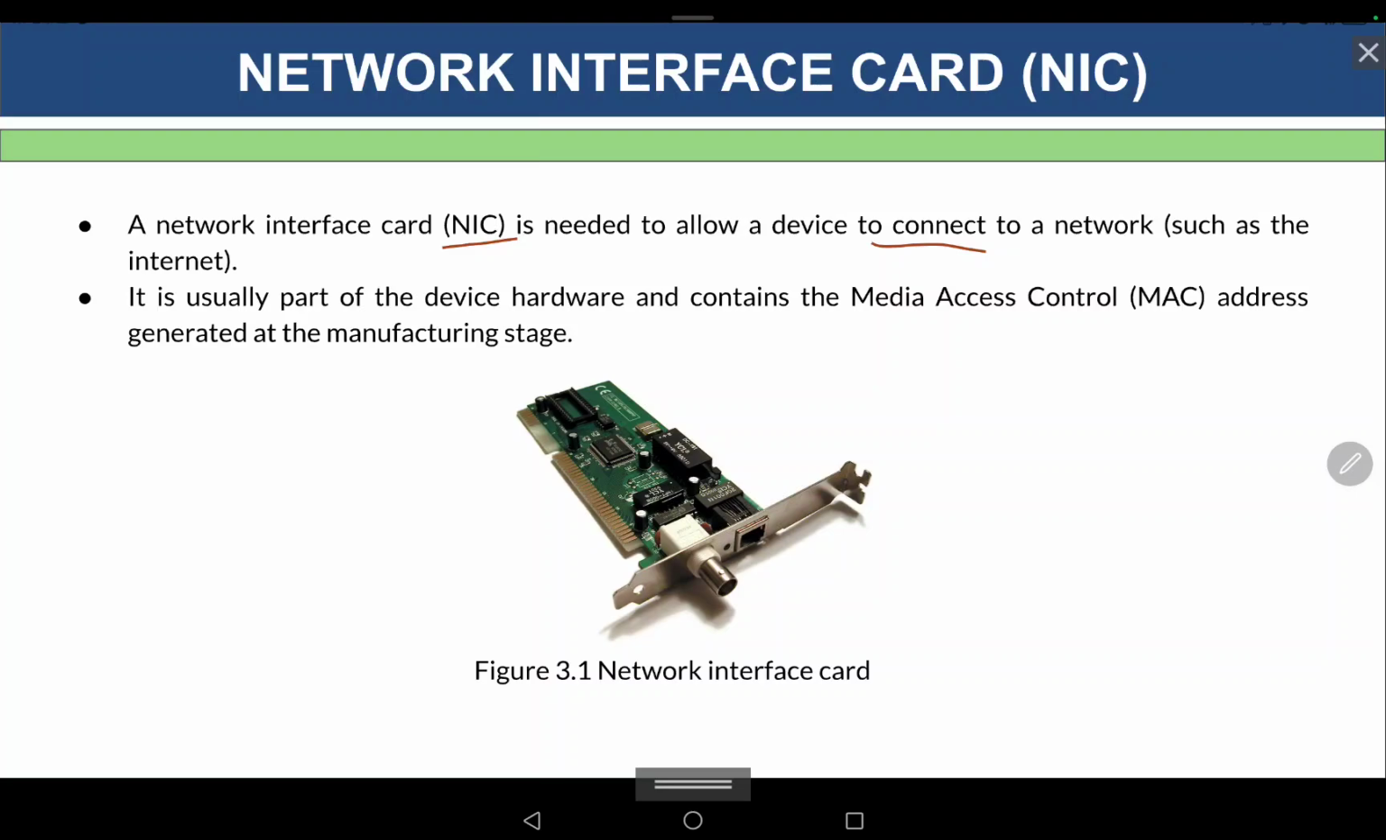And one interesting fact is that your NIC also stores the MAC address. Okay, a MAC address is a unique identifier given to your device at the time of manufacturing. So this is the function of the network interface card.